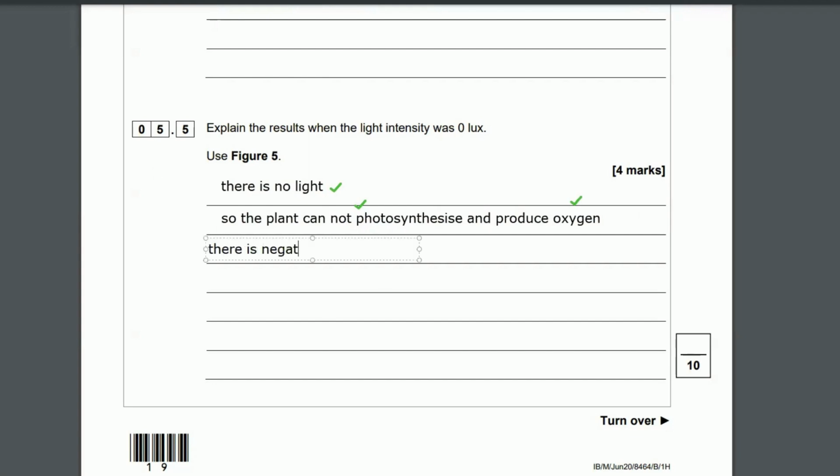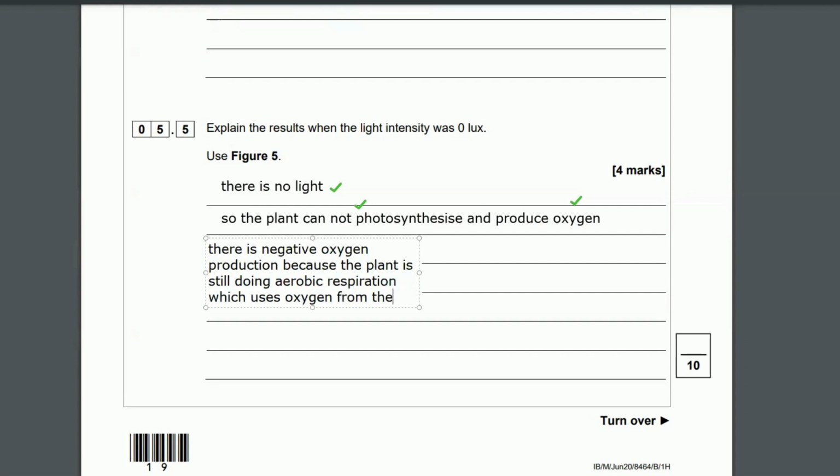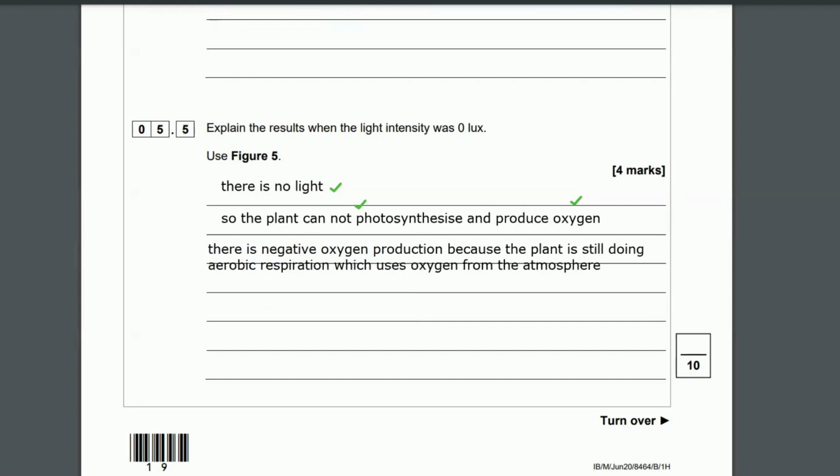There is negative oxygen production because the plant is still doing aerobic respiration, which uses oxygen from the atmosphere. And that is also probably worth 2 marks. The fact that we're saying the oxygen was negative because the plant is doing aerobic respiration and it's taking oxygen in from the atmosphere. So you need kind of 4 of those points.